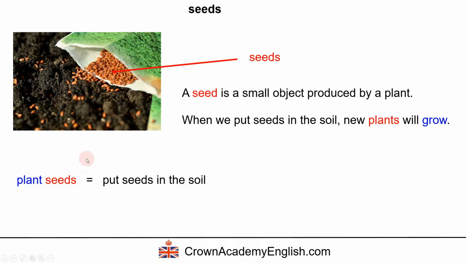And we also have an expression with a verb. This is a verb, and this is the noun. To plant seeds. To plant, in this context, means to put seeds in the soil. So we can say Mark is planting seeds. This means Mark is putting seeds in the soil.